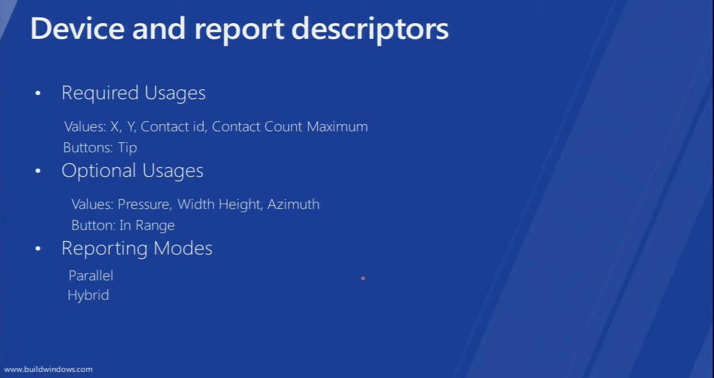The contact count maximum lets us know, right at the time we discover the device, how many contacts, as in how many fingers, the device can support. Some devices can support 5, 10, and maybe a few hundred. The contact count maximum lets us know what the maximum is, so we can make adequate preparation for as many contacts as the device can send us.